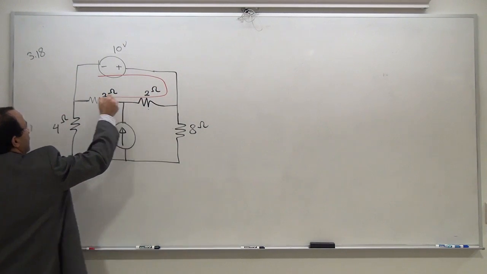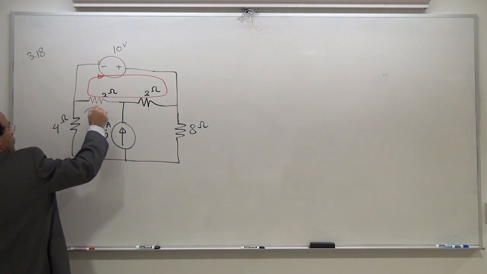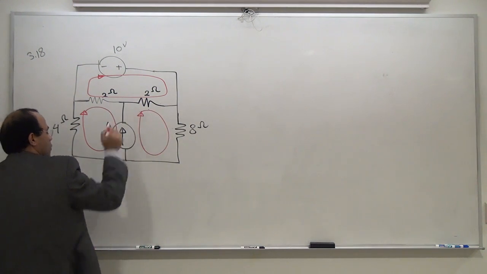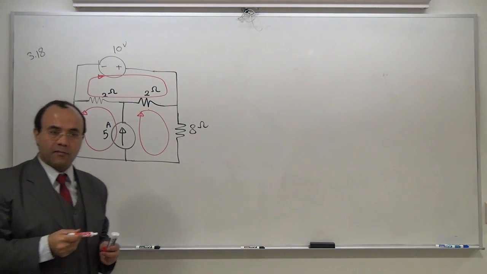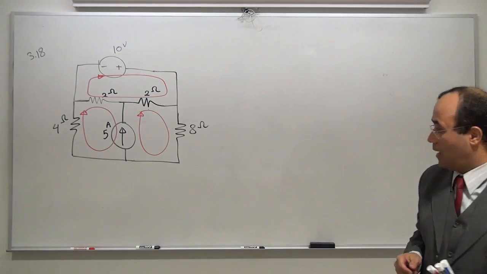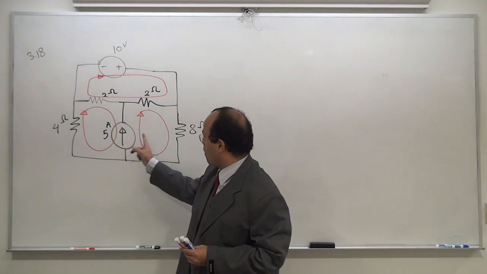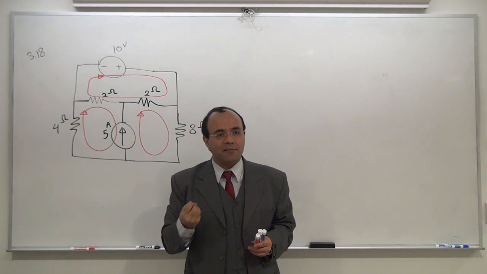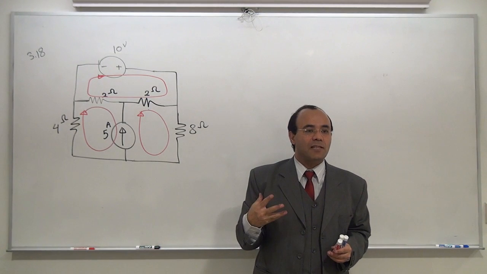1, 2, and 3. Question, do you have a current source? Yes. Are you touching that current source twice or more? Yes. This current source is touched twice by these 2 loops. You need to remove 1 basic loop and replace it with a new one.